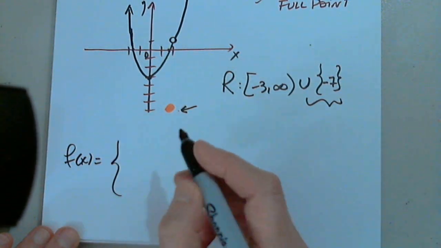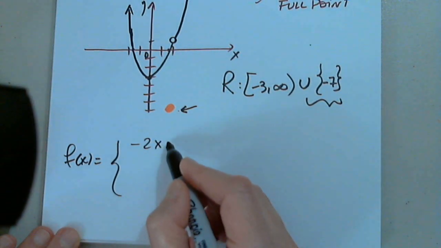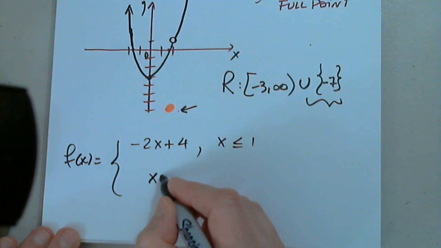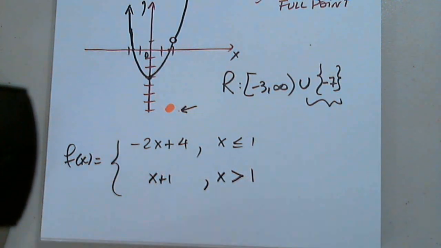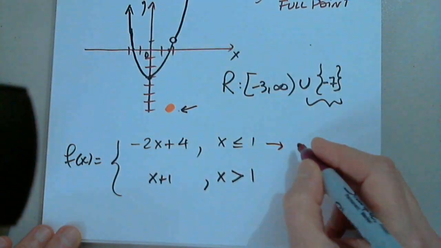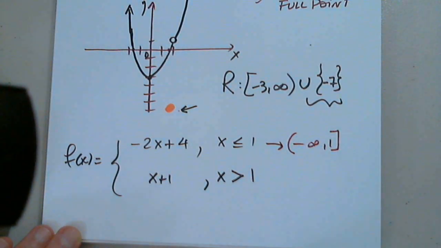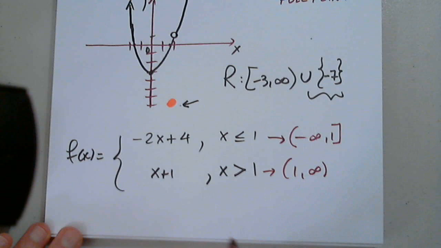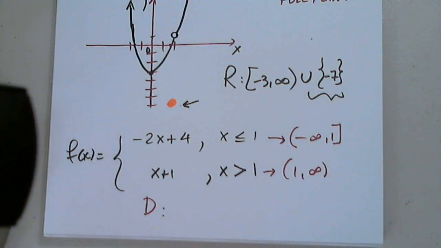So let's say we have f of x equals negative 2x plus 4 for x less than or equal to 1, and x plus 1 for x greater than 1. This is a much easier problem to understand and to visualize. So let's also look at this. I know this interval is negative infinity to 1, no question. I know this interval is 1 to infinity, no question there. Can anyone, other than Sierra, because she already answered, but of course I'm not preventing Sierra from answering, give us the domain of this function?